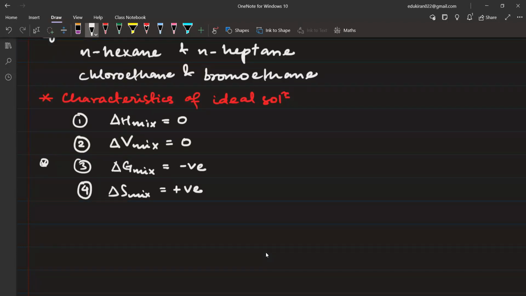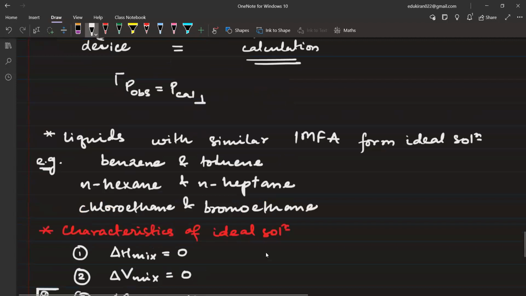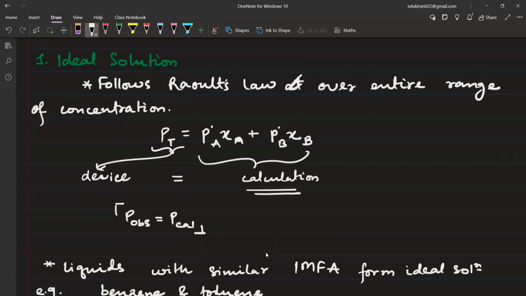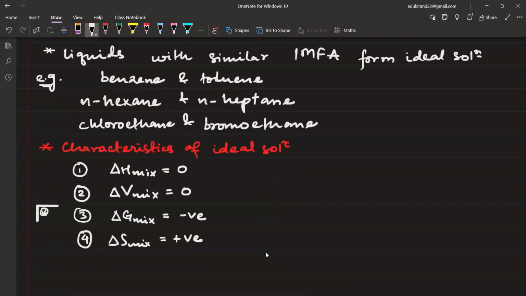Now this is the case of an ideal solution. Till here it is important for the board exam. So when they ask you to write the differences between ideal solution and non-ideal solution, you will write three things. First of all, it follows Raoult's law. For an ideal solution, you will write that it follows Raoult's law. Then you will write delta H mix is 0, delta V mix is 0.